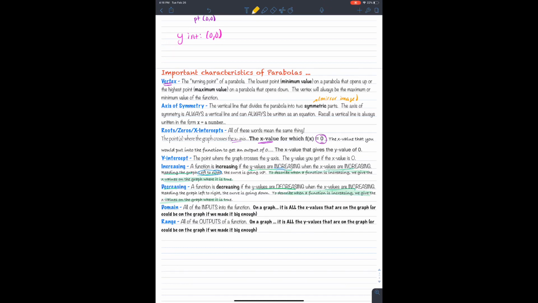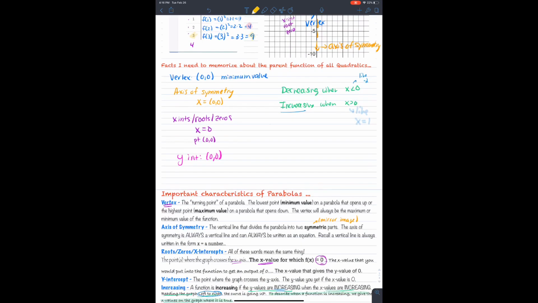Now the last part about today and the last fact of our parent function is the domain and the range. So we're going to look at this two ways. The domain is all of the inputs into a function. So if we think about the domain, our function is f of x is equal to x squared. So our input is x, and I'm going to square it.